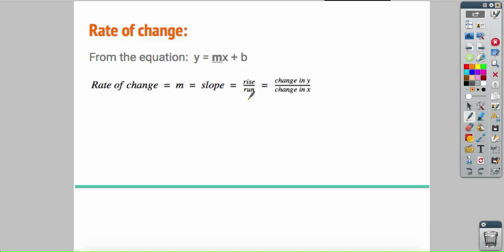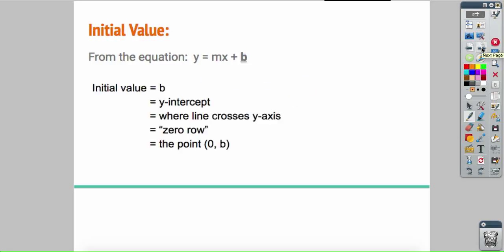That is also rise over run when we're looking at a graph, and when we're looking at a table, we talk about it as change in y over change in x. All of those things mean the same thing. And then as we get to initial value, looking at the equation y equals mx plus b, we're going to focus on that b value for initial value. That means y-intercept, which is where the line crosses the y-axis. In a table, that is our 0 row, and it's the point (0, b).